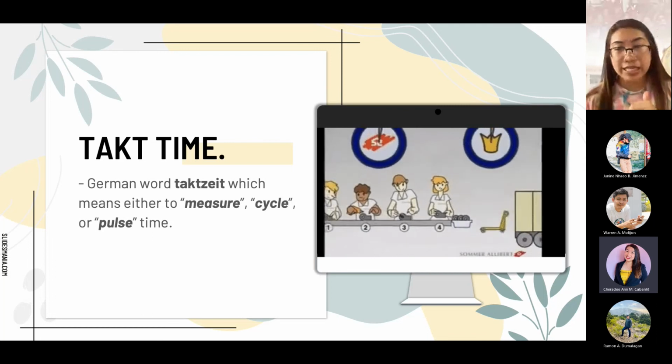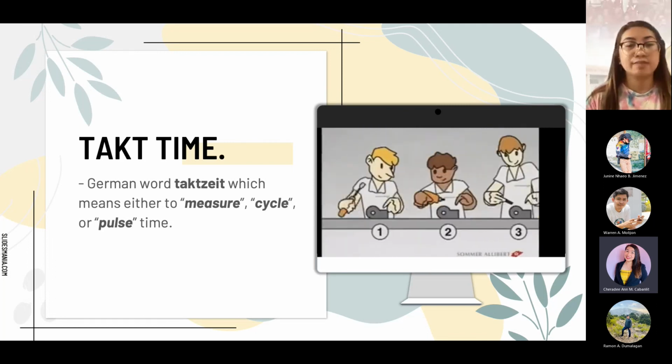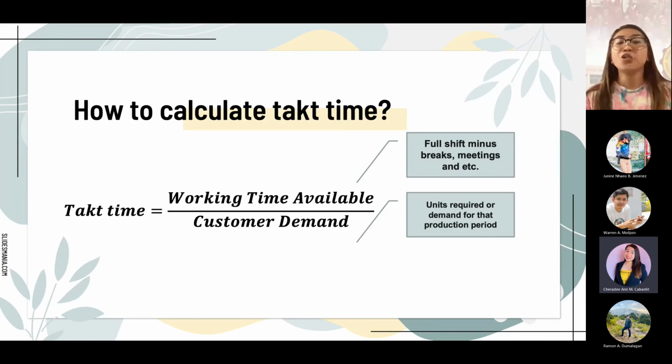1, 2, 3, 4, 5 seconds, one product is done and delivered. So that's how takt time works. Okay? Now, how do we compute takt time? So, working time available over customer demand. Working time available is your full shift minus your breaks, your meetings, and all others. Customer demand is the units required that you have to do in a production period.